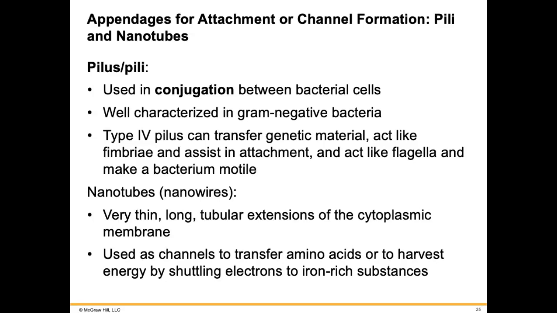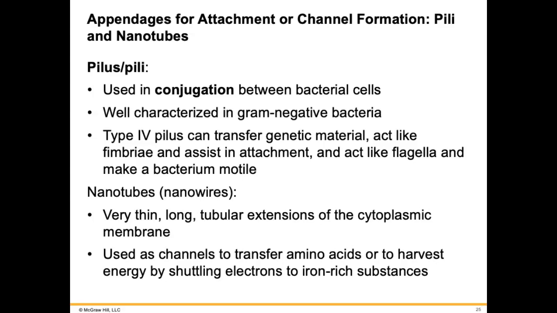The pili are well characterized in gram-negative bacteria. Type 4 pili can transfer genetic material, act like fimbriae, as in these pili can help it stick and assist with attachment, and they can also act like flagella and make the bacterium motile. Not all pili can do that, but specifically type 4 can. That topic, the type 4 pili, I think is new to this edition of the book, so that's something I had never actually heard of before.